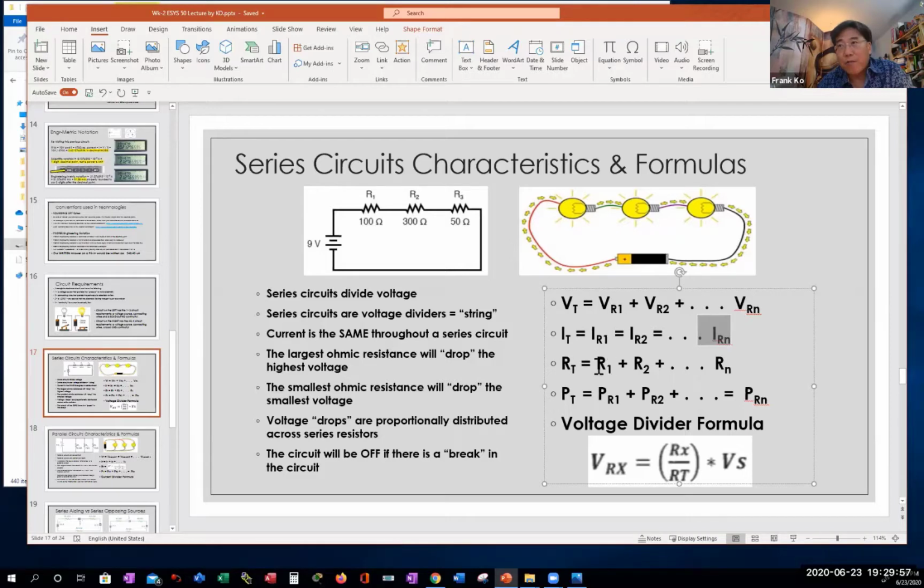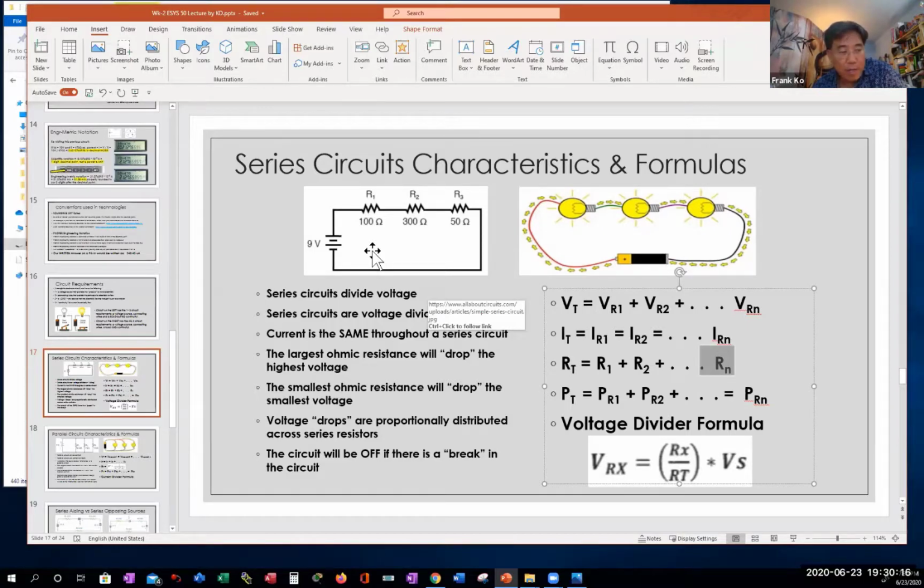R total, how do you find R total? Well, guess what? We add the ohms together. So R total is the sum of R1 plus R2 plus, in this case, R3. If we add these together, how many ohms do we have? 100 plus 300 plus 50. How many do we have?